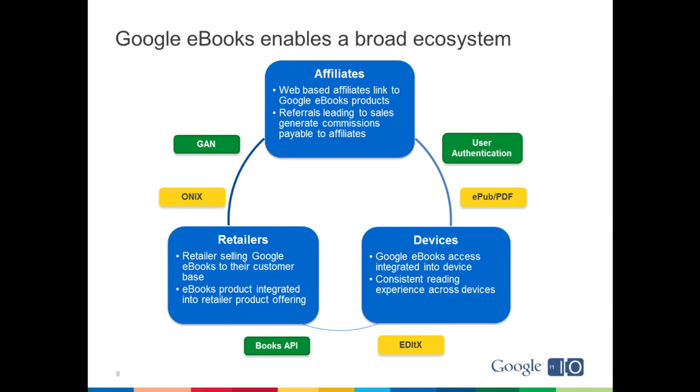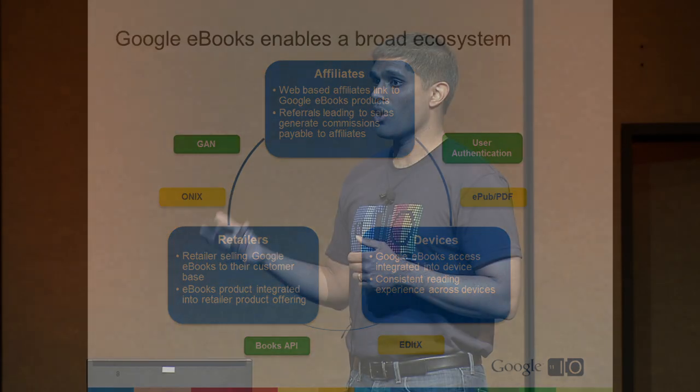In addition to these services and APIs that we've created, we rely on third-party industry standards. We use Onyx for sending catalog information to our retailer partners. We use EPUB and PDF for transmitting files to hardware devices. And we use EditX for communicating transactional information between us and our retail partners. So with that, let's dive into some examples of how each of these partners integrates with us.